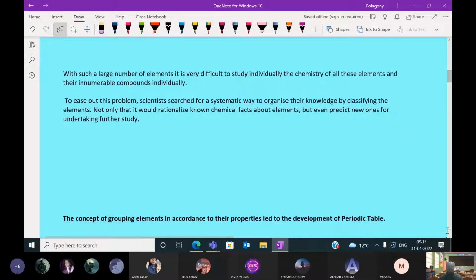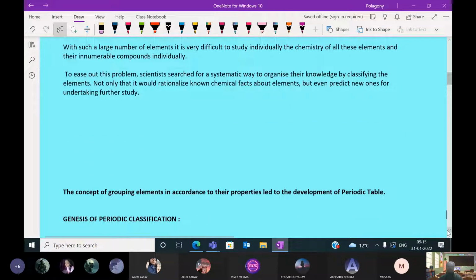That means with such a large number of elements, it is very difficult to study individually the chemistry of all these elements and their innumerable compounds. To ease this problem, scientists searched for a systematic way to organize their knowledge by classifying the elements. Not only would it rationalize known chemical facts about the elements, but it would even predict new ones on undertaking further study.